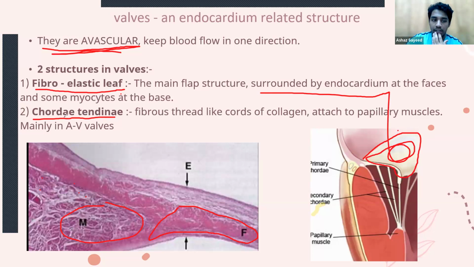The chordae tendineae, just by their names, chordae, cord, tendineae, they look like tendons. So these structures right here, these are your chordae tendineae. And they connect themselves to the papillary muscles. And that's all you have to know. Just know about fibroelastic leaf and chordae tendineae, and you should be good.